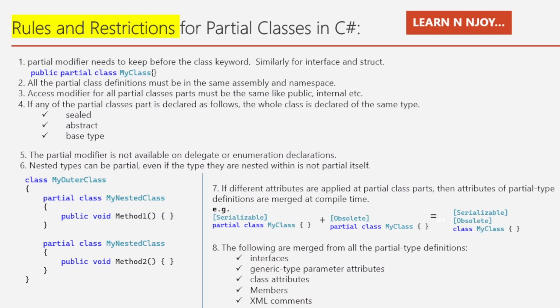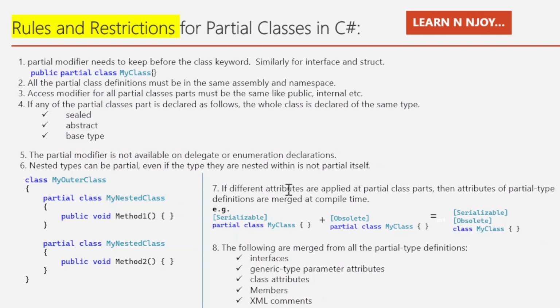Number six, nested types can be partial, even if the type they are nested within is not partial itself. Okay, let's try to understand with the help of the examples shown over here. Here, there is a non-partial class named MyOuterClass that has a partial class MyNestedClass, right? So a non-partial class can have a partial class as a nested one, and that's what we are seeing over here, right?